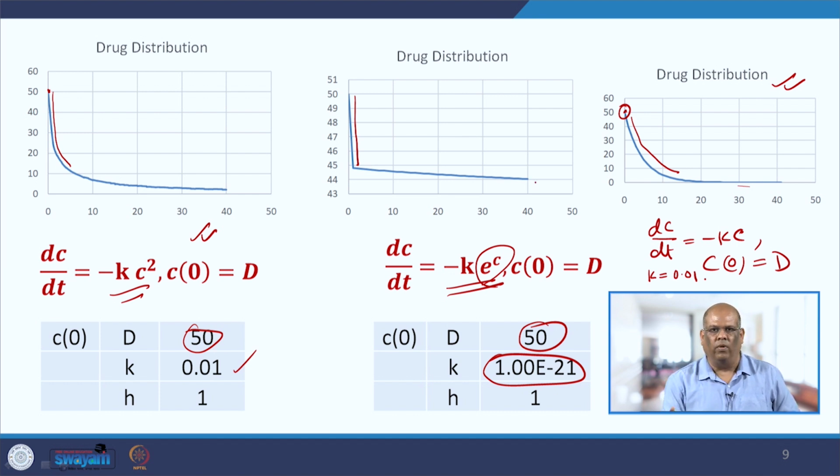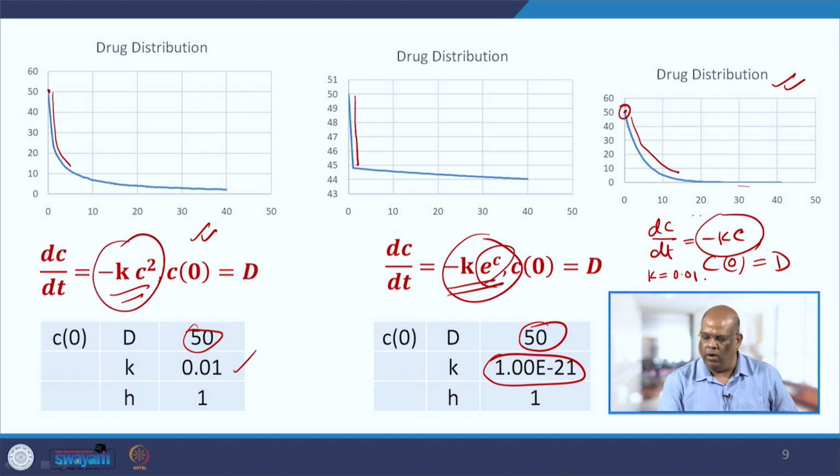So, as we have told before, the concentration of the drug, its dynamics will depend on what kind of law you are choosing, and depending on a particular drug, we choose a suitable law.